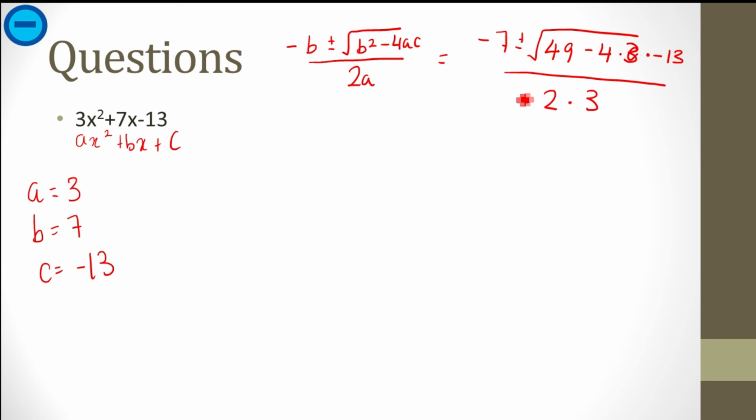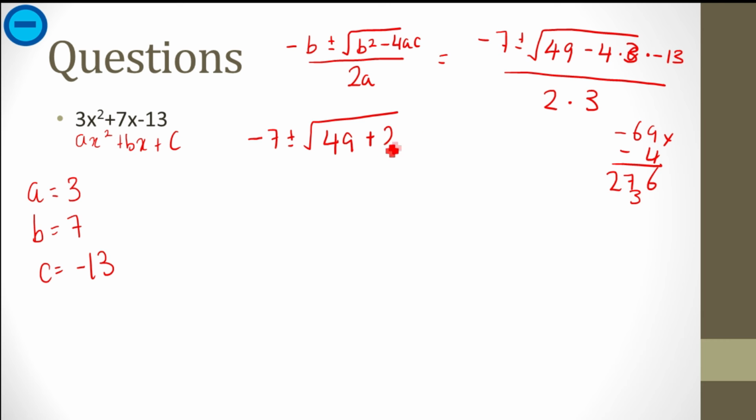So let's get this all together and make it a bit neater. Minus 7 plus minus the square root of 49 plus, alright, minus 13 times 3, minus 39 times minus 4, 6, carry the 3, 24 add 3, which is 27, 276. All over 2 times 3, which is 6.